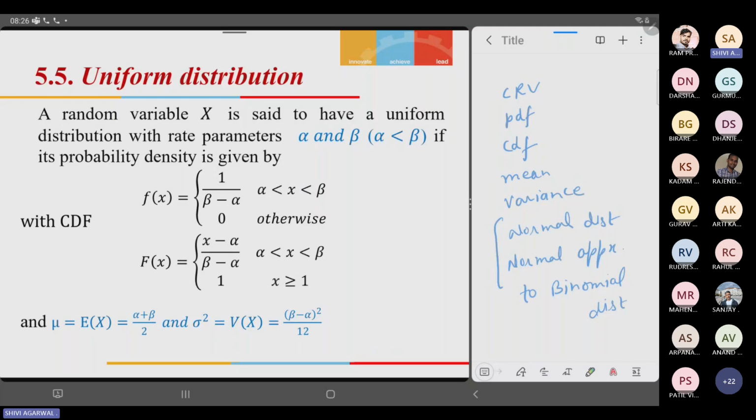After that, we are now starting section 5.5 in your textbook, the uniform distribution. The random variable x is said to have a uniform distribution with parameters alpha and beta. There are two parameters, alpha and beta, and the density function is given as 1 upon beta minus alpha, where x is between alpha and beta, otherwise it is 0. The CDF can be written as x minus alpha upon beta minus alpha in the range alpha is less than x is less than beta.